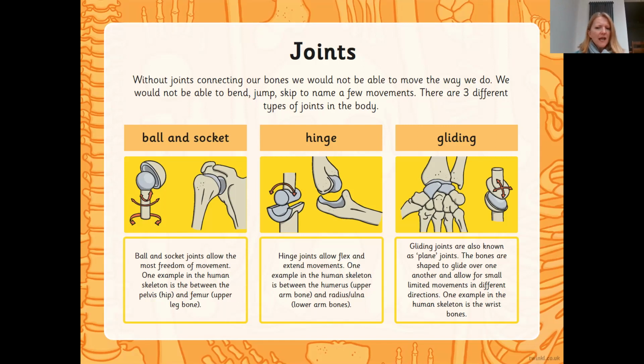Okay, and finally, a slightly strange joint now. This is called a gliding joint. This is where the bones kind of slide over each other. Okay, so the example that you've got on your screen there is in your wrist. So when you move your wrist, the bones kind of move over each other. So it allows backwards and forwards movement, but also side to side movement as well. Okay, so the bones there are sliding over each other.